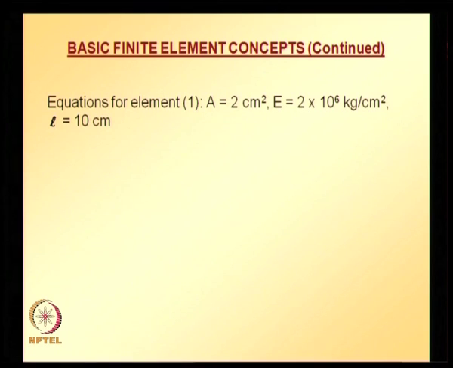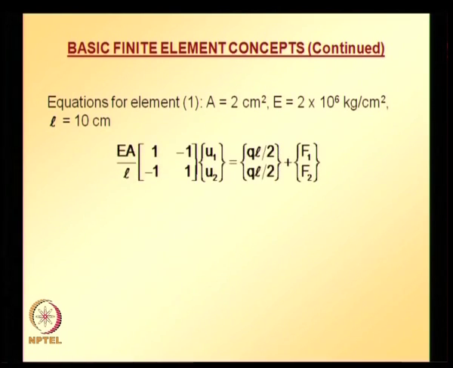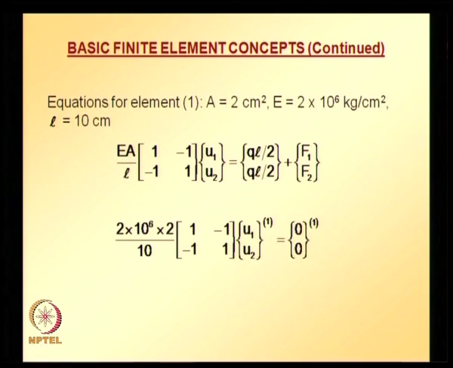Equations for element 1: noting down the geometrical properties, material properties, and length of that element, we can substitute into the equation that we just derived. And please note that the equation system that we derived is applicable only when the cross sectional area and Young's modulus are constant over the entire length of the element. Since the element that we are looking at has the same Young's modulus and cross sectional area, we can apply these element equations. Substituting the corresponding values for this element, we get this element equation. The superscript here denotes the element for which this equation system is.